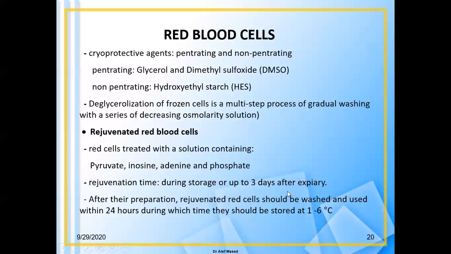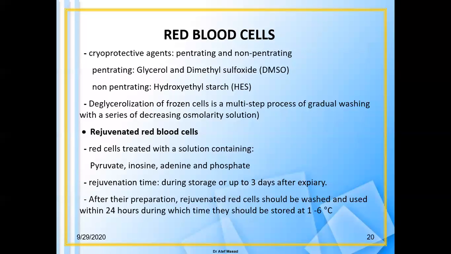Red cells will be treated with a solution containing pyruvate, inosine, adenine, and phosphate. Rejuvenation time is during storage or up to 3 days after expiry. After their preparation, rejuvenated cells should be washed and used within 24 hours, during which time they should be stored.